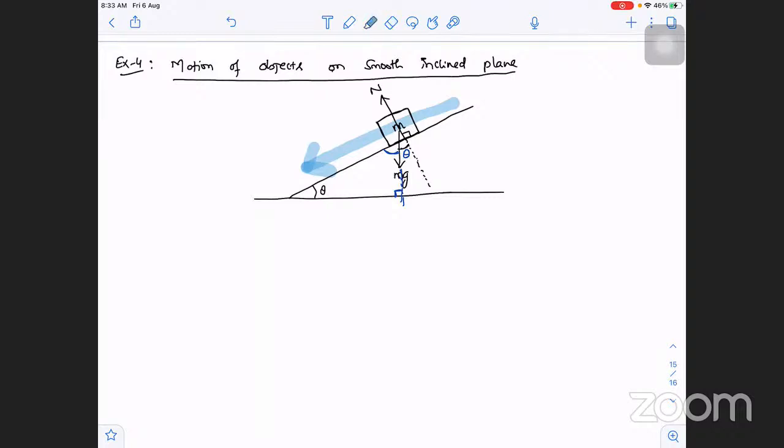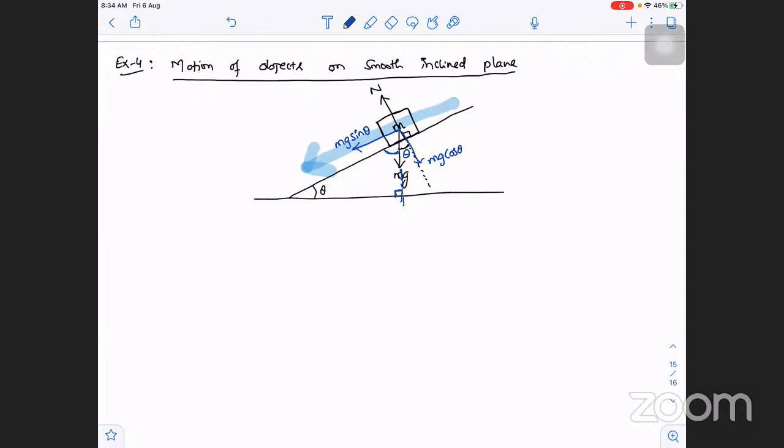Then I can make mg into components. This is mg cos theta, and what is the other component? Mg sin theta. The cos component is along the line with which it makes an angle theta. The mg is making angle theta with the perpendicular. So if theta is the inclined plane angle, you can remember it this way: mg sin theta will act down the inclined plane on the object. Mg cos theta will act perpendicular to the inclined plane.